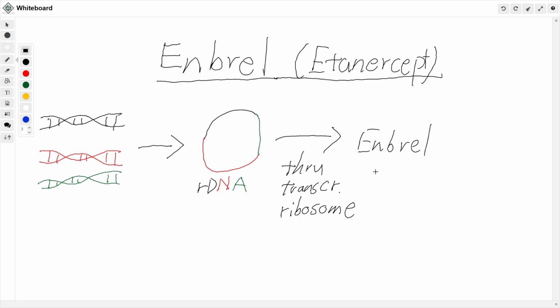And what that does is it basically stops TNF from spreading out even further, attracting more immune cells and causing more destruction. So yeah, it's a pretty unique drug, I would say, and serves a very important purpose.